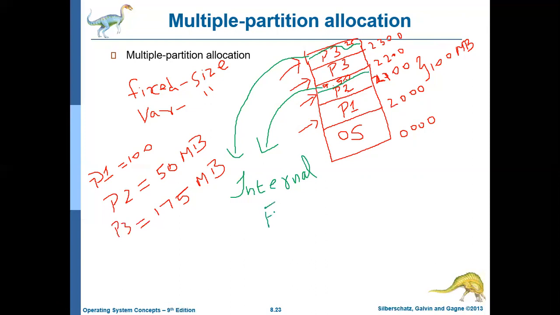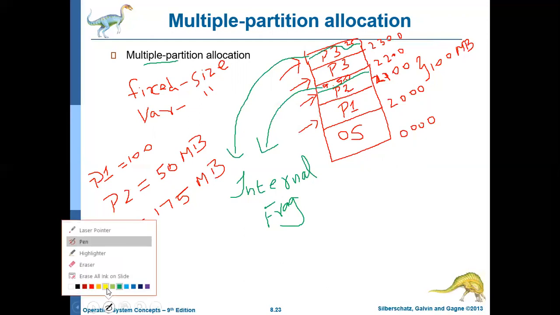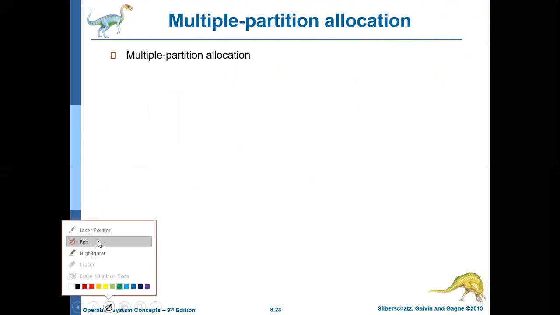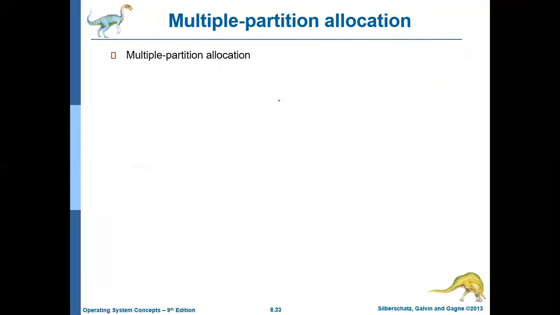So this is about fixed size partition. We are talking about multiple partition allocation. This is how fixed size partition works, and it creates a problem called internal fragmentation. Next, let us see how variable size partitioning works. With variable size partitioning, the initial setup is the same.